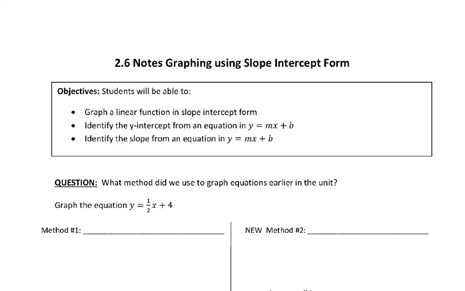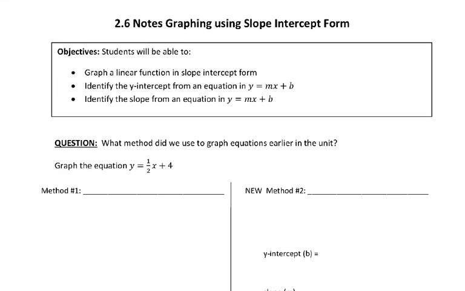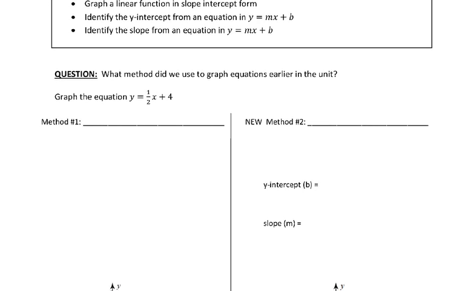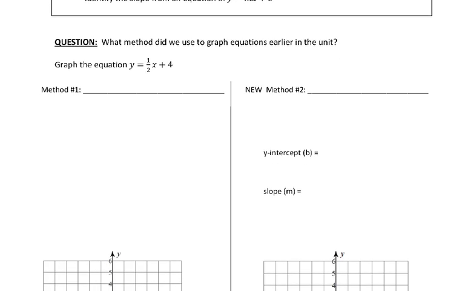In today's lesson, we're going to be graphing using slope-intercept form. So 3 things today. We're going to graph a linear function in slope-intercept form, identify the y-intercept from an equation that's in y equals mx plus b, and identify the slope from an equation in y equals mx plus b. So first question, though, is what method have we used to graph equations earlier in the unit?